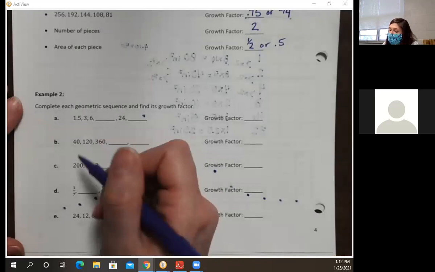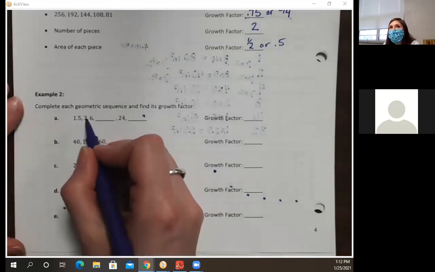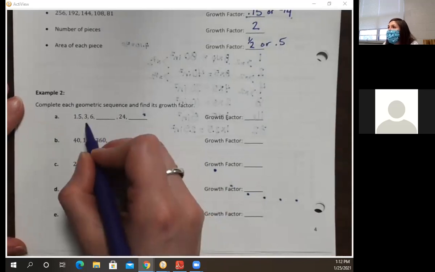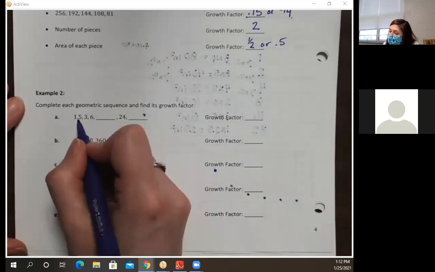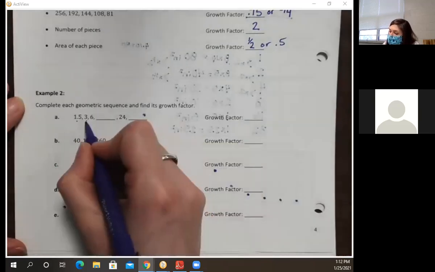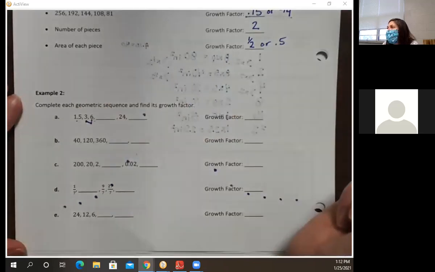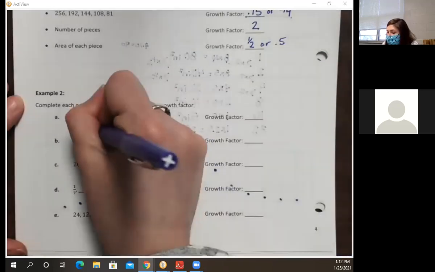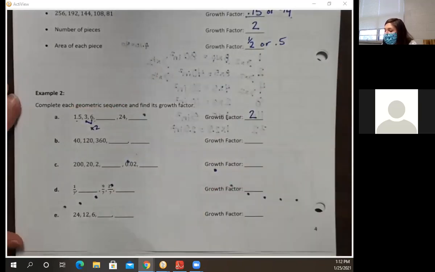So for our first sequence, we're starting with 1.5. If you are not comfortable with the first term in the sequence, move to the second term. You have to be doing the same thing each time. So it doesn't matter if I look at terms 1 and 2 or terms 2 and 3. So how would I get from 3 to 6? What would I multiply by? 2. I'm multiplying by 2. That means my growth factor is 2, and I'm always multiplying by 2.